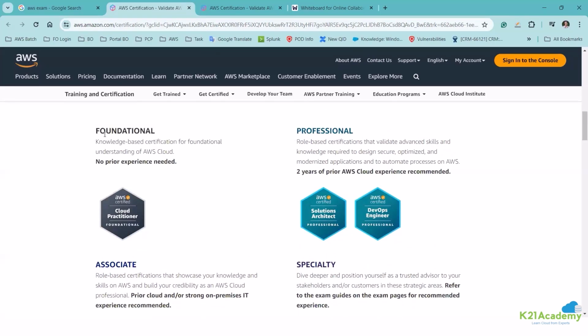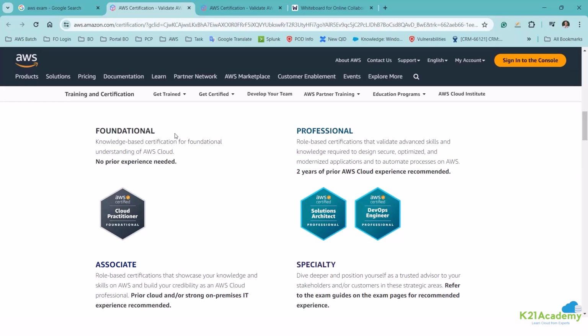Now let's suppose the cloud is alien for you, you are completely a fresher, just a college pass out. Then AWS recommends that you can start your AWS career with the foundational level. Or let's suppose you are a salesperson and you want to pitch specific services. Then you can also go with the Cloud Practitioner only.